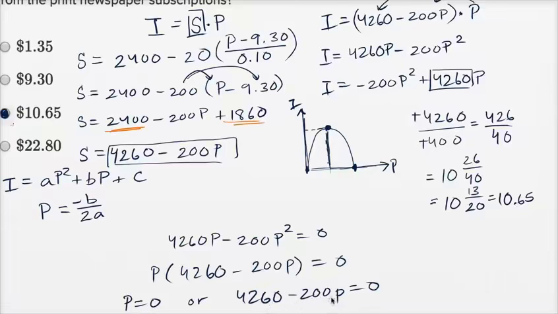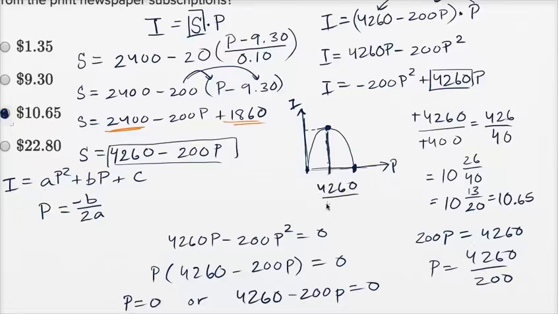But let's see. If you want to solve for p, if you add 200p to both sides, you get 200p is equal to 4260. Divide both sides by 200, you get p is equal to 4260 over 200. That's this price over here. That's the price at which you lose all your subscribers. So your maximum point is going to be halfway between 0 and that. Halfway between 0 and that is just going to be half of this. So your maximum point is going to be at 4260 over 400, which is exactly what we figured out before. That's $10.65.